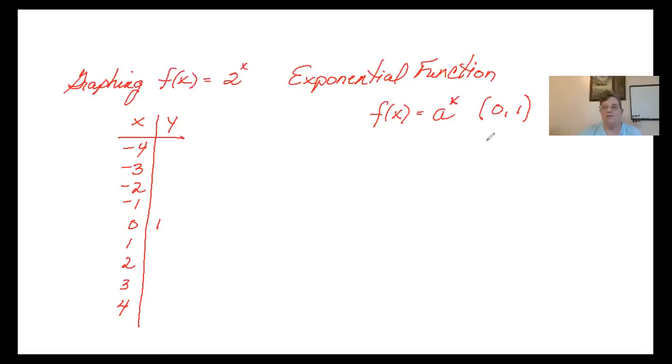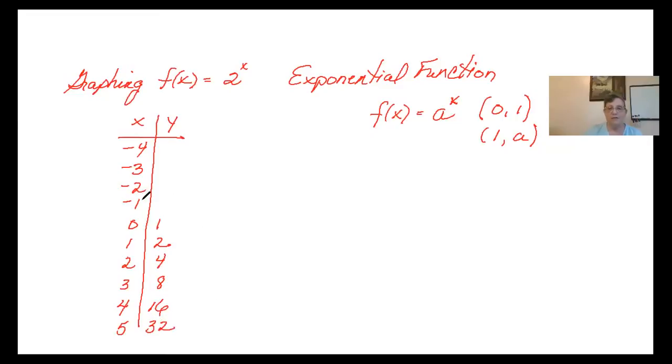And anytime the exponent is a 1, a raised to the first is going to be a. So 2 raised to the first is 2. And we know 2 squared is 4, 2 cubed is 8, and 2 to the 4th is 16. 2 to the 5th would go all the way up to 32.